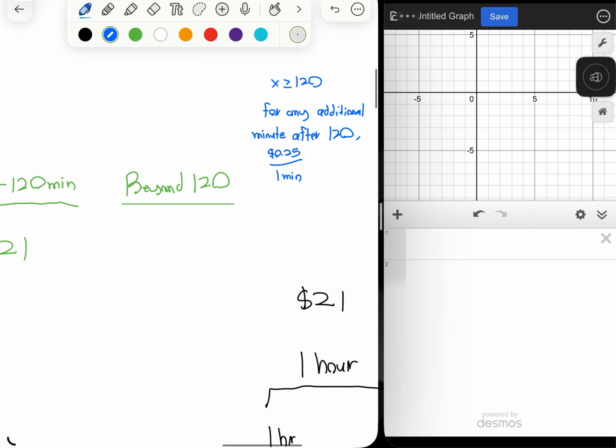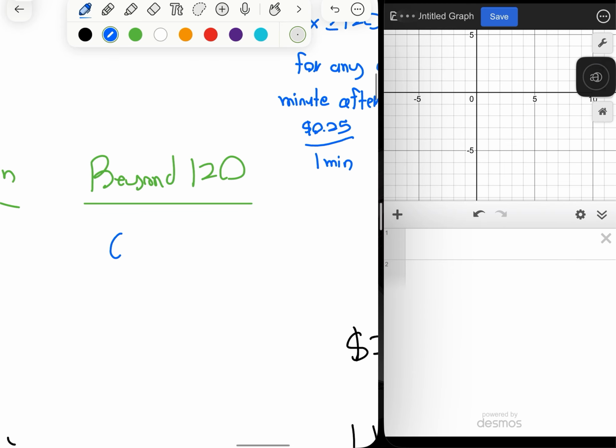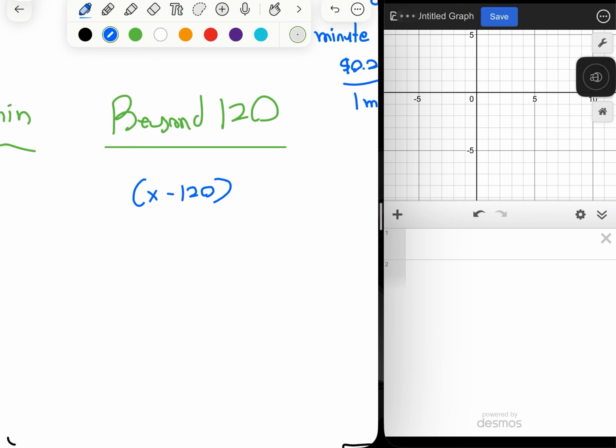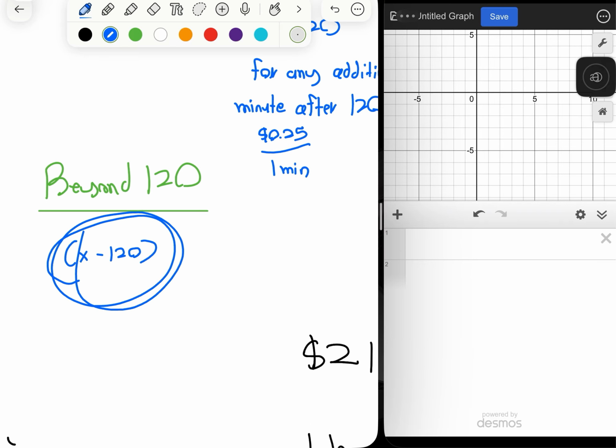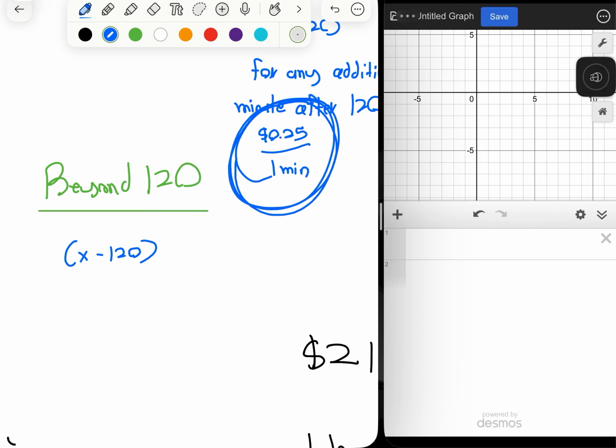So if x was our number of minutes, then x minus 120 would give us the number of minutes that have passed after 120. If x was 120, this would just be zero, because there would be nothing going past 120. If this was 121, that would be 1 minute past 120. If this was 122, that would be 2 minutes past 120, and likewise. And we know that for every minute after 120, you pay $0.25. So you multiply this by 0.25.